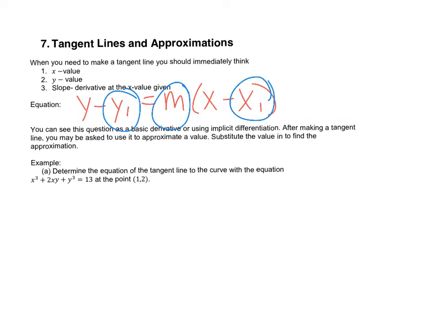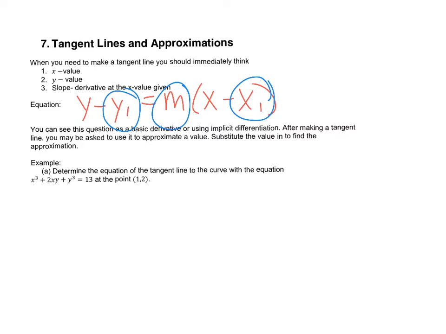Okay, so you could see this question as a basic derivative, write the equation of a tangent line. You could see it using implicit differentiation, and then write the equation of the tangent line. You could see it make a tangent line and then use it to approximate a value. So if you need to approximate the value, you just have to substitute the value in to find the approximation.